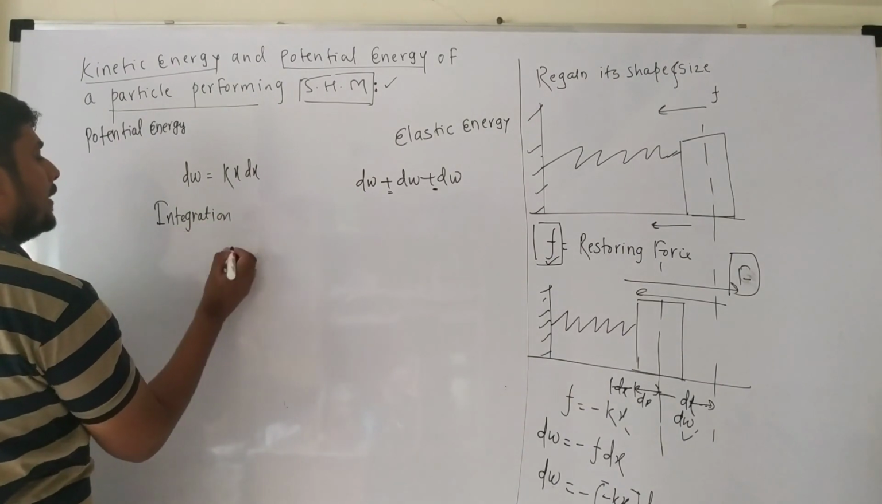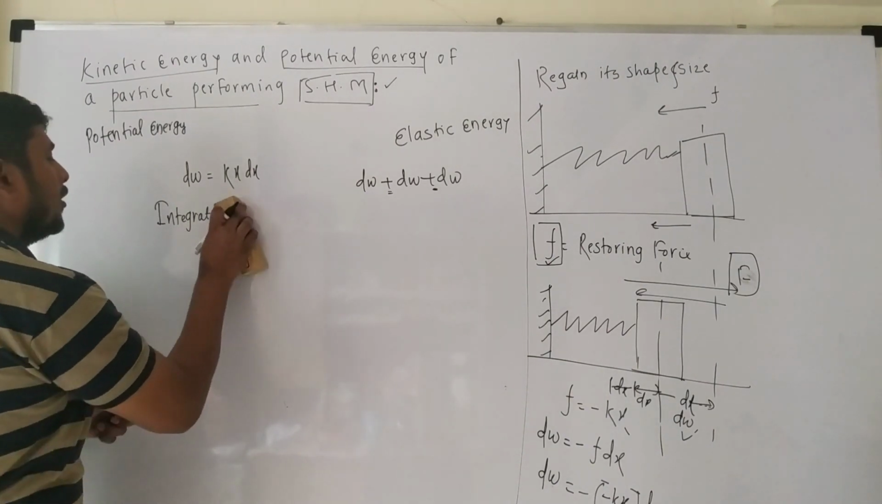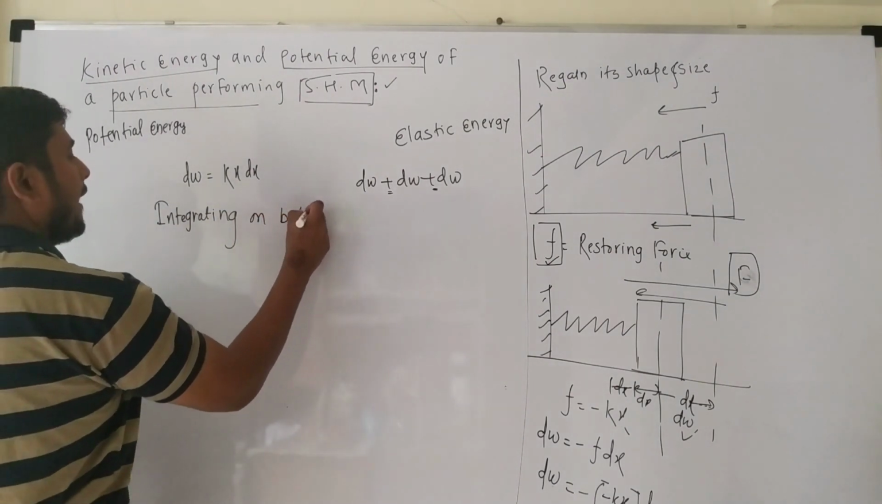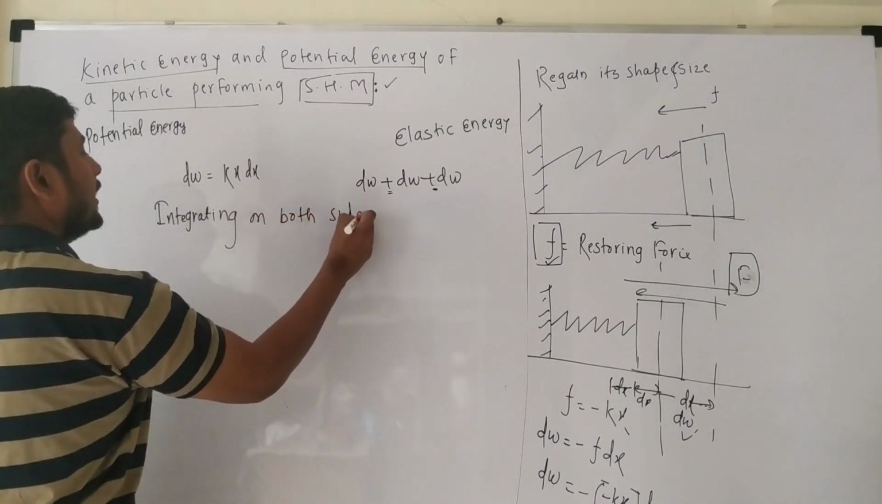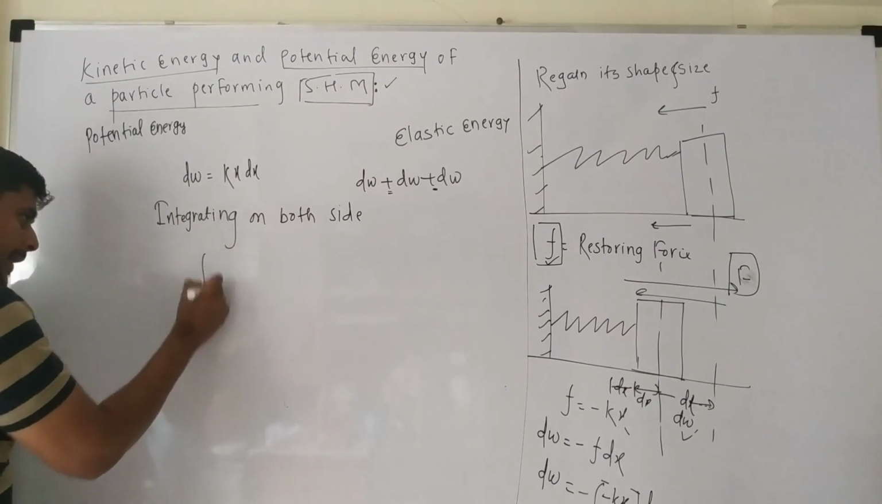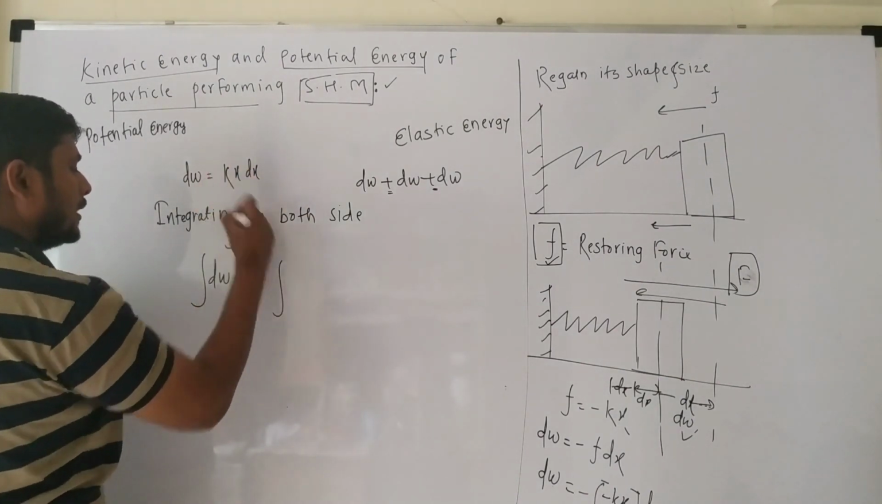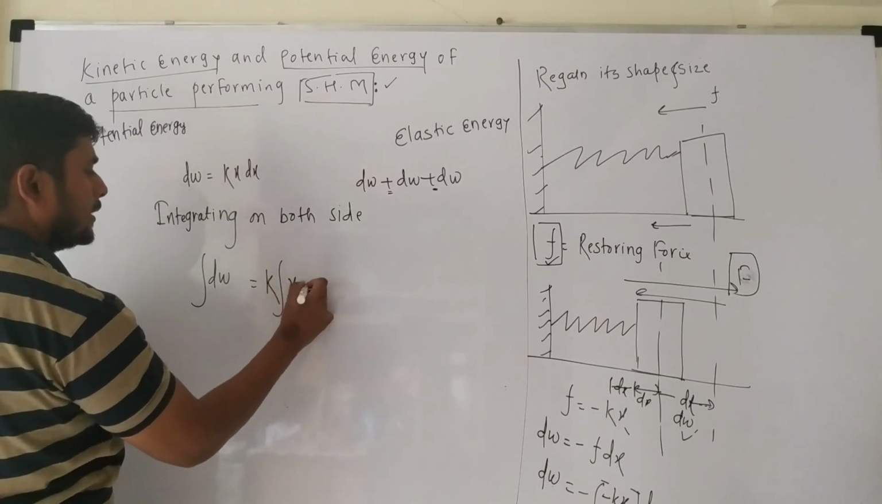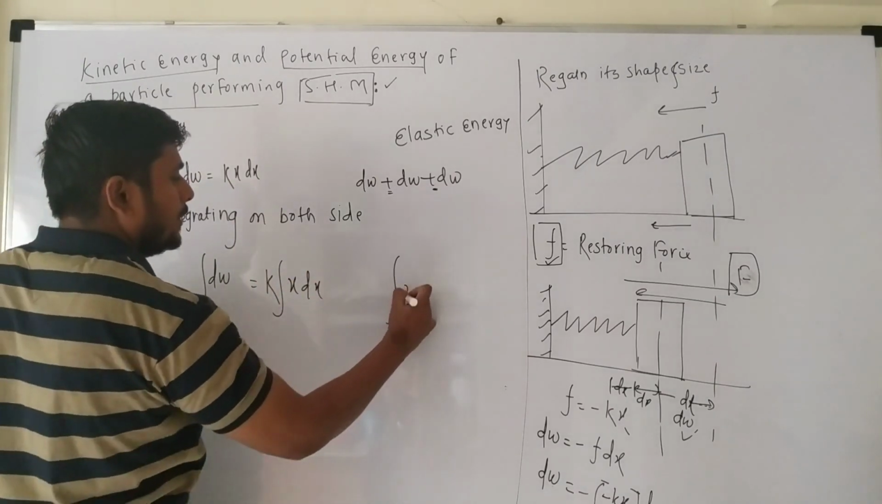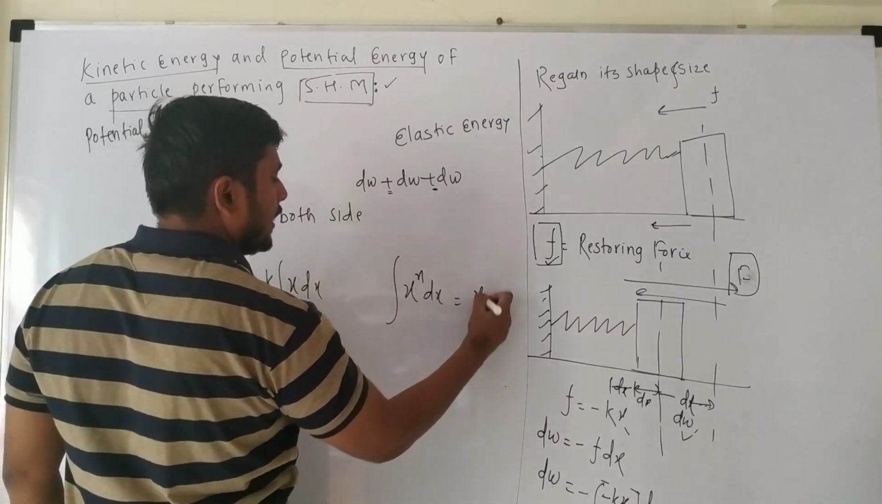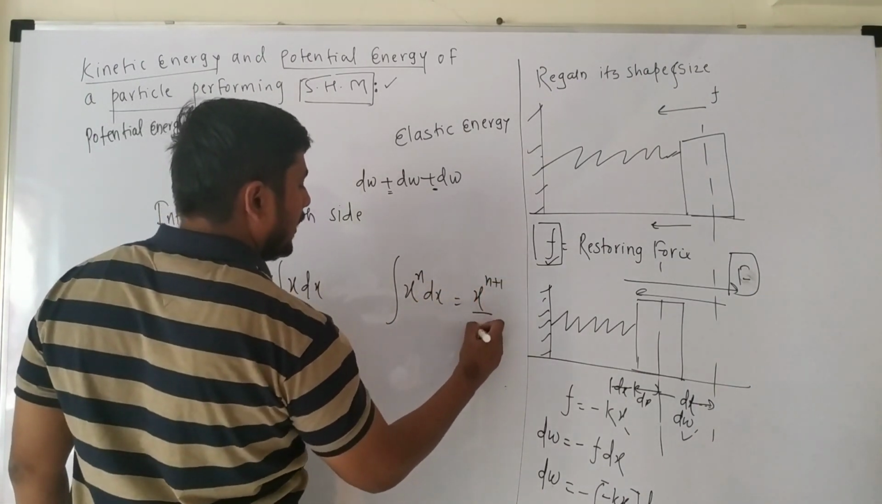So I'm integrating on both sides. So by integrating, what exactly will I get? Integration of dw will be equal to integration of k, which is a constant and will come outside, into x dx, and we are quite aware that integration of x raised to n with respect to x is equal to x raised to n plus 1 upon n plus 1.